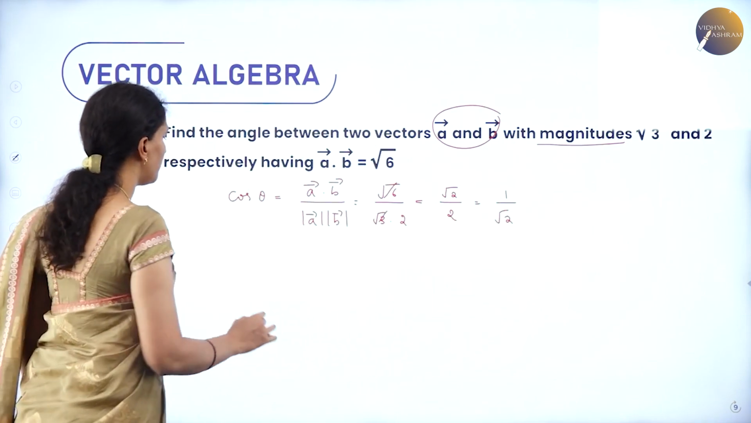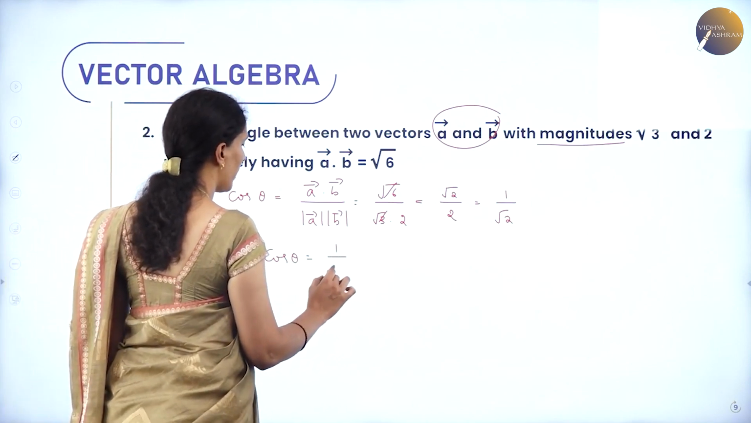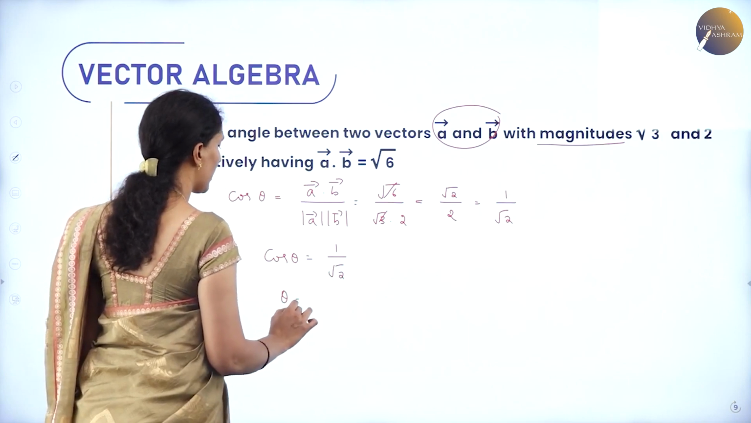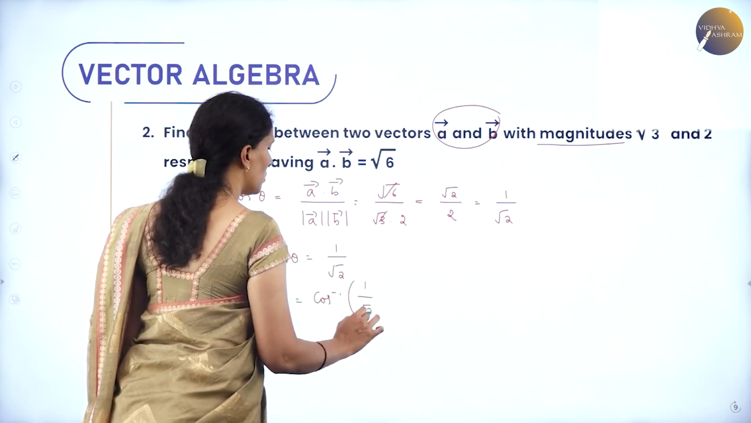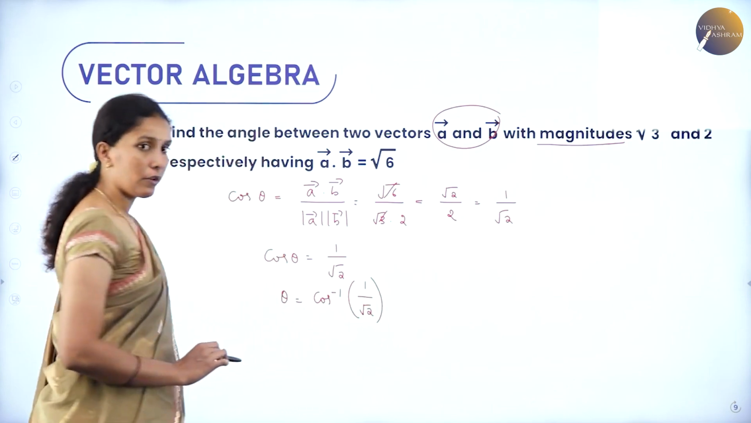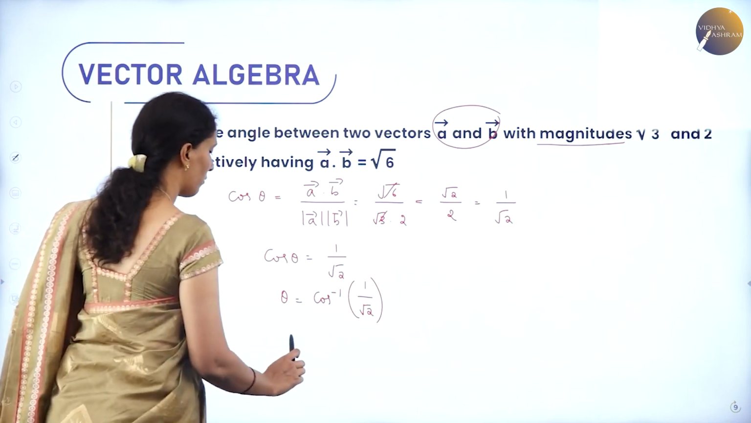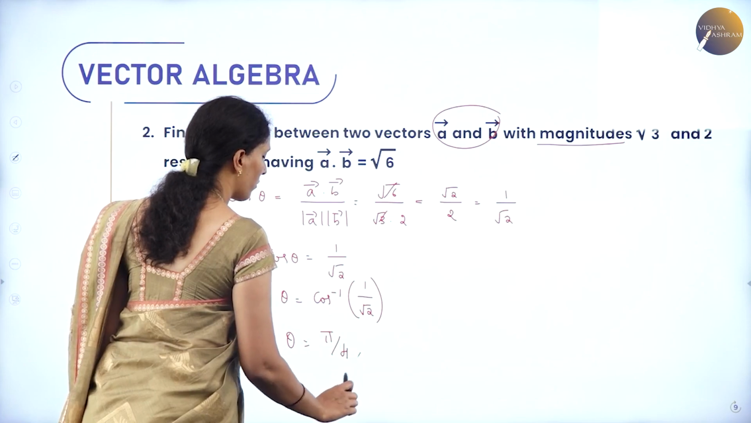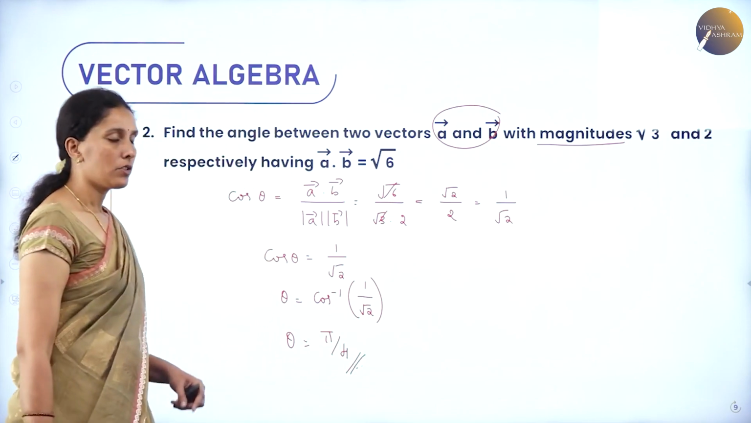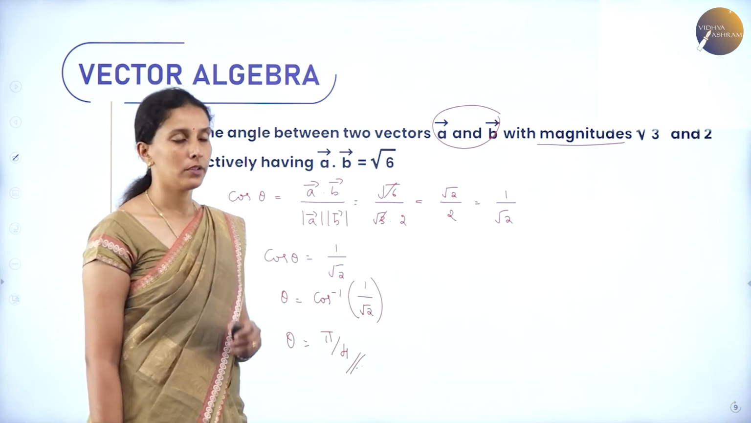Now we have cos theta is equal to 1 by root 2. So, theta can be written as cos inverse of 1 by root 2. For what values of theta will you get cos as 1 by root 2? Pi by 4. Therefore, theta is equal to pi by 4, or we can say 45 degrees. So, the angle between the two vectors is pi by 4.